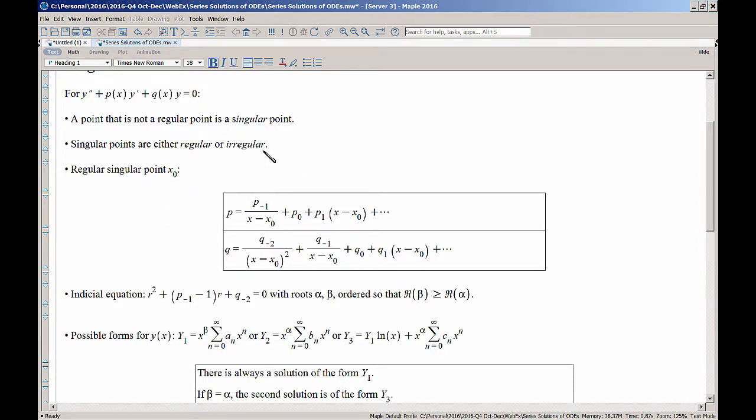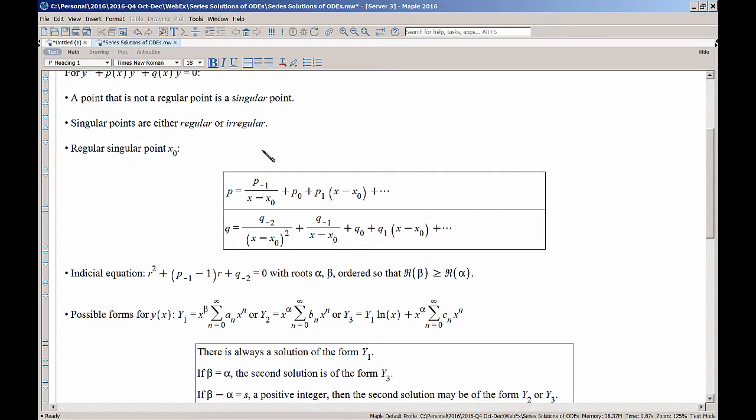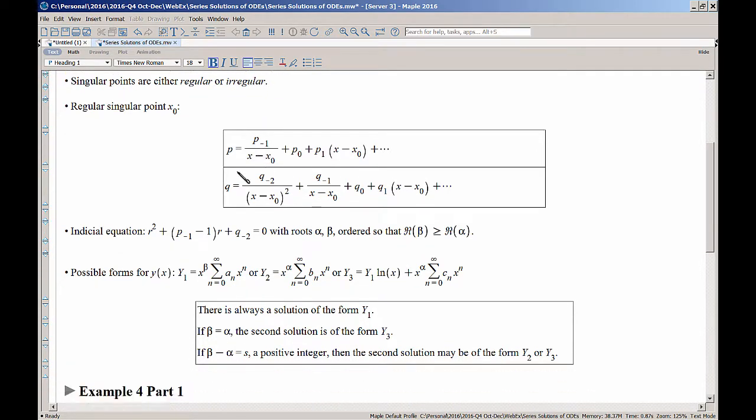The irregular singular point is a beast of another color. Solutions in the neighborhood of irregular singular points are very hard to come by. Generally you get asymptotic expansions in that vicinity. These are very, very nasty, and we're not going to consider them here today. We're just going to consider the regular singular point.